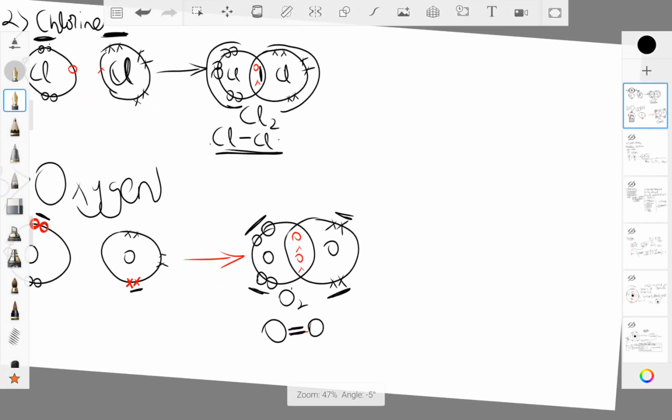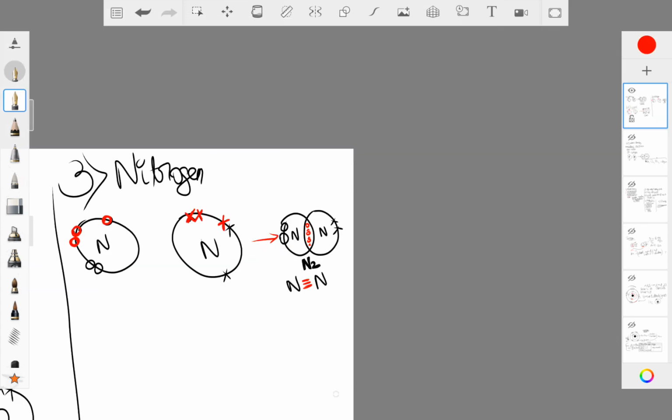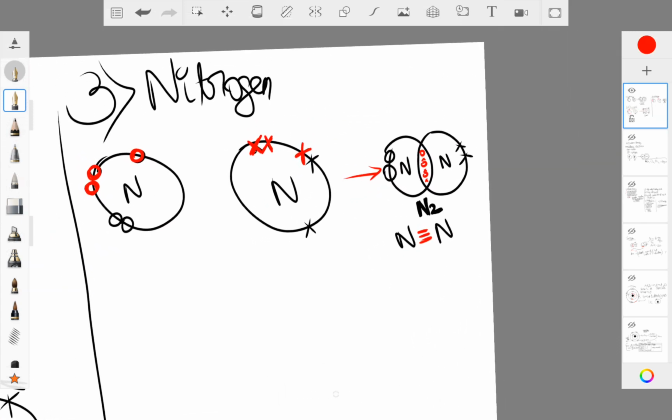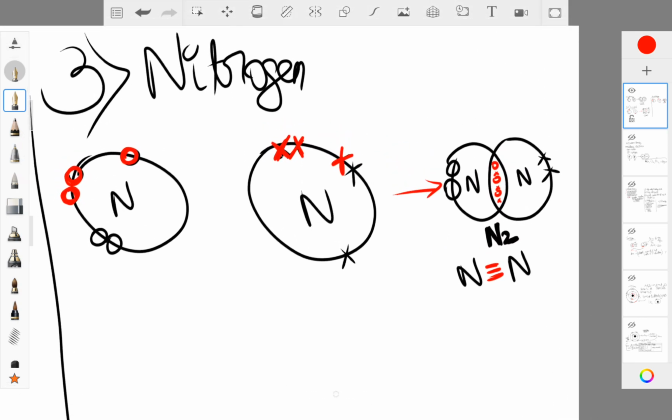And that's about it for oxygen. Right. So the third molecular element that we are going to be looking at is nitrogen. Now, nitrogen has 5 valence electrons, meaning that it needs to get 3 valence electrons to be complete. What you need is what you get. So it's going to share 3 of its valence electrons with the other nitrogen atom.